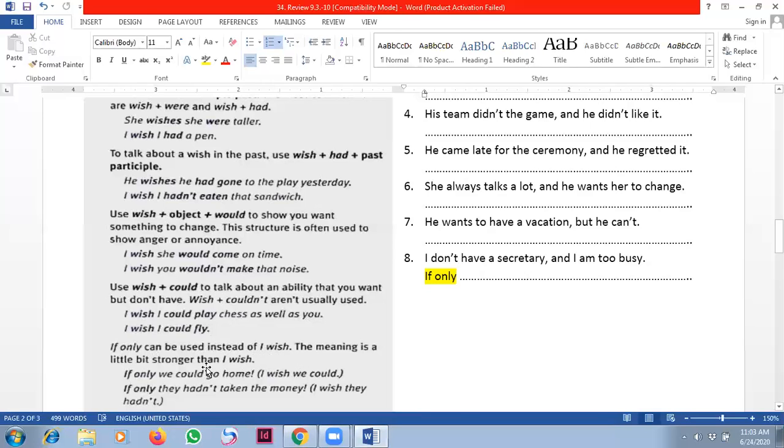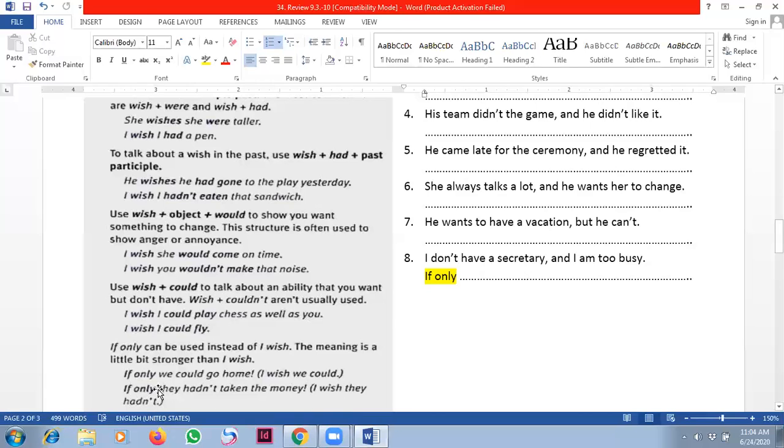If only can be used instead of I wish. The meaning is a little bit stronger than I wish. If only we could go home. And then stop. You don't have to continue. Just stop here. Oh, if only we could go home. That's it. If only they hadn't taken the money. Stop. It's just like an exclamation. It's like how you feel at that time.